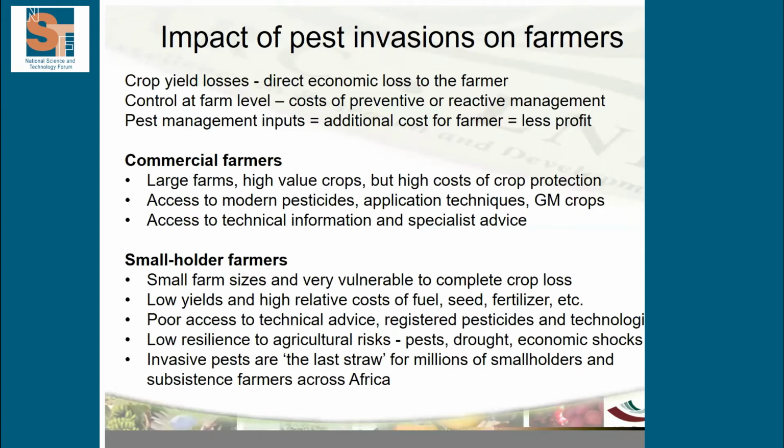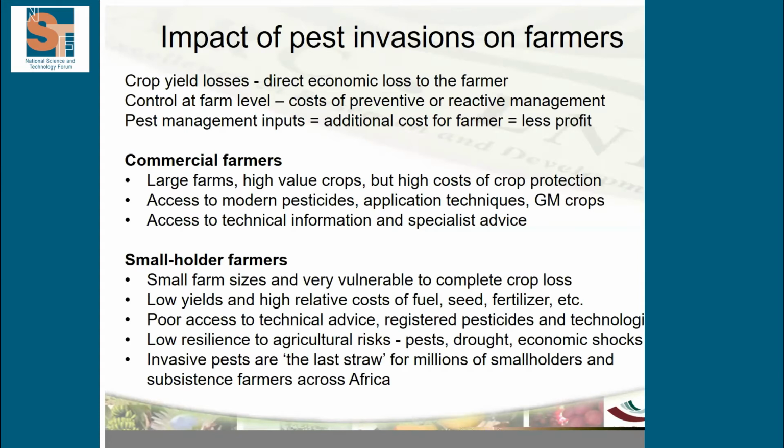This is compared to the smallholder farmers, who generally have smaller farm sizes and are very vulnerable to complete crop loss. They usually have lower yields and relatively high input costs, such as fuel, seeds, fertilizers, and whatever. As a general observation, they have poor access to technical advice. They have poor access to registered pesticides and technologies. Their resilience to agricultural risks is low. They're vulnerable to pests, drought, and economic shocks.